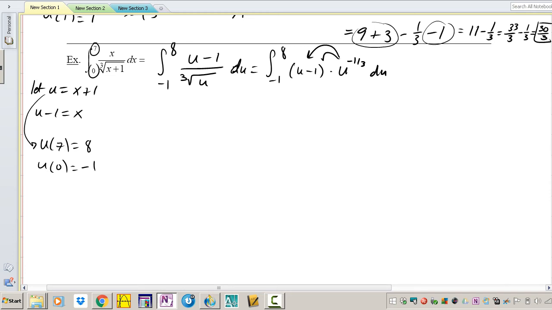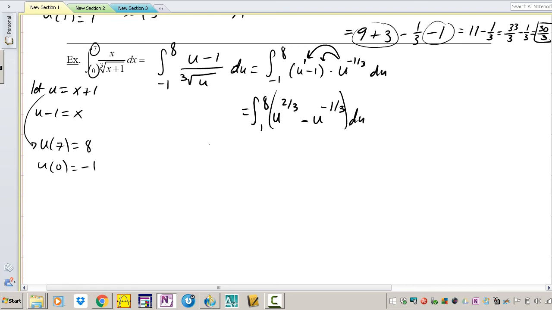Distribute and distribute. A u times a u to the negative 1/3 becomes a u to the positive 2/3, because you're taking a whole u and you're taking 1/3 from a whole, so you're left with 2/3. And this becomes minus u to the negative 1/3 du. And now we can integrate this. And we even have our limits of integration changed. So let's do so.